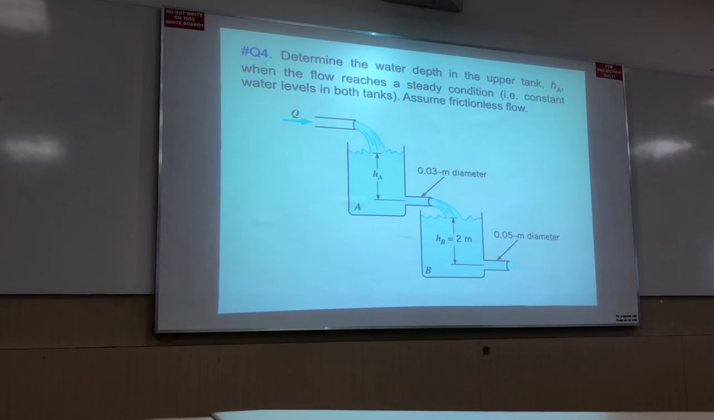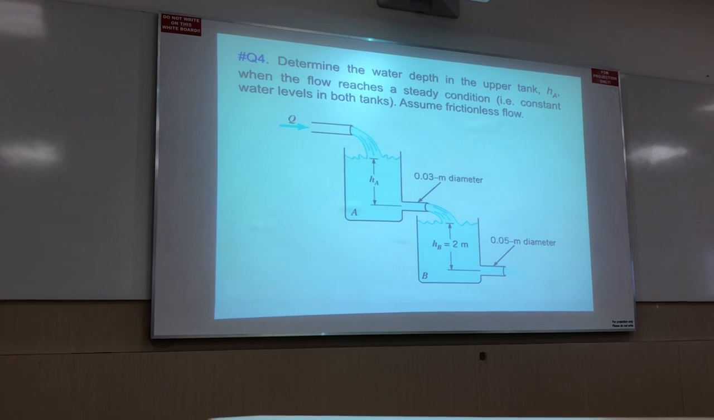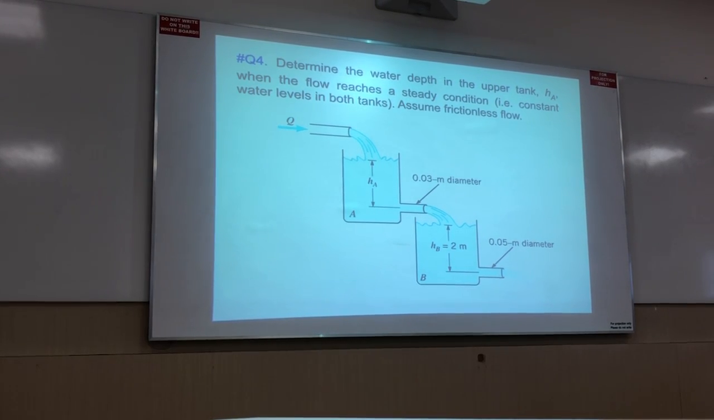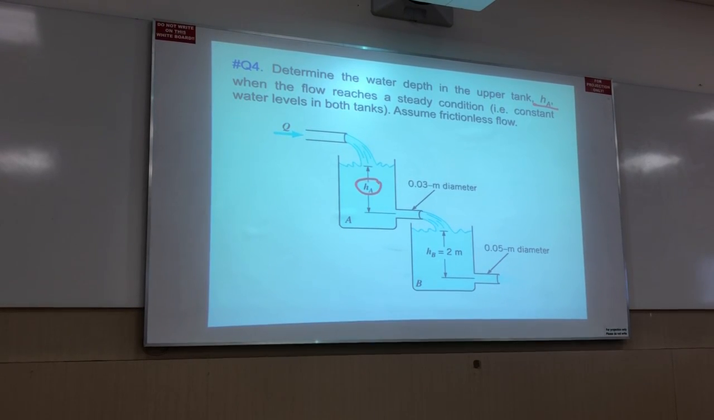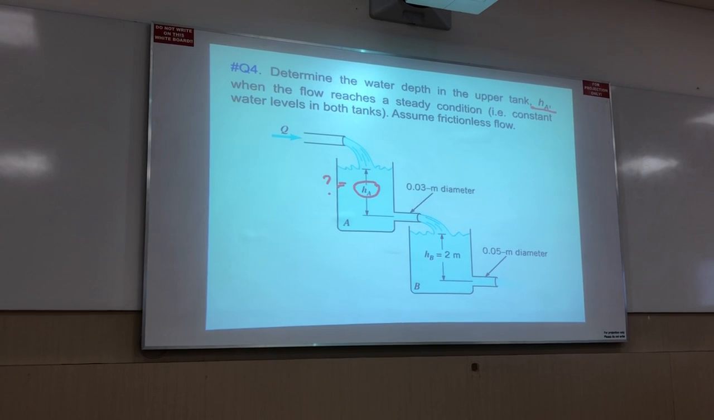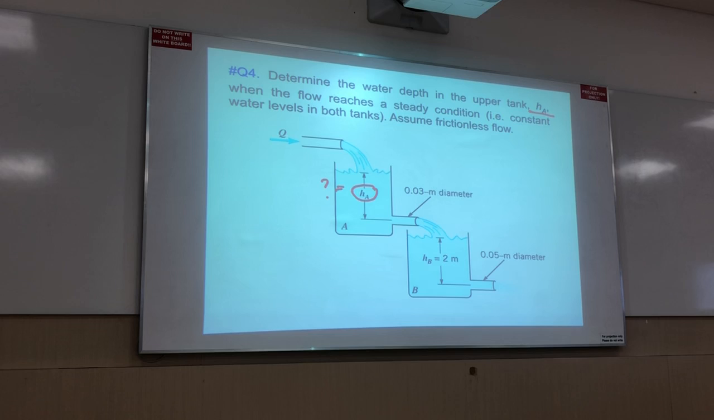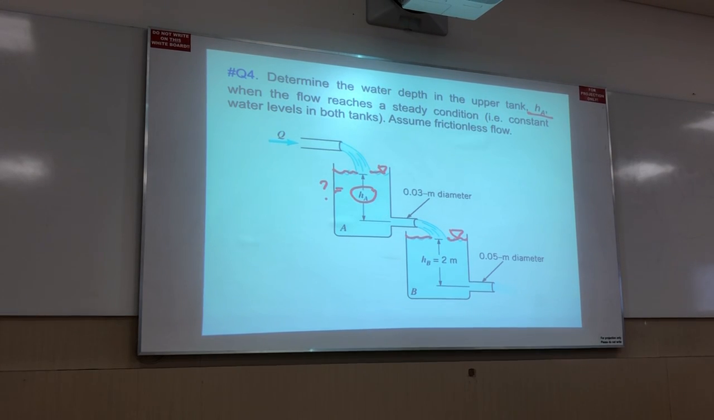This is the last question. Determine the water depth in upper tank HA. You have to find this value when the flow reaches its steady condition, with constant water level in both tanks. That means the water level doesn't change. This is the condition. Assume frictionless flow.